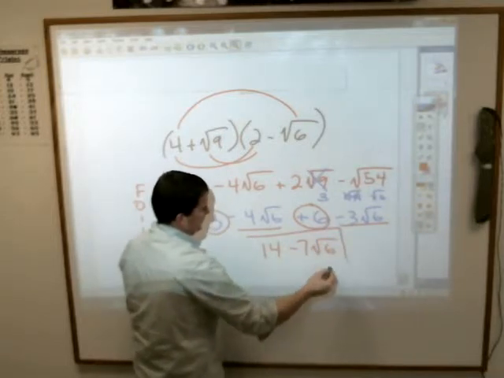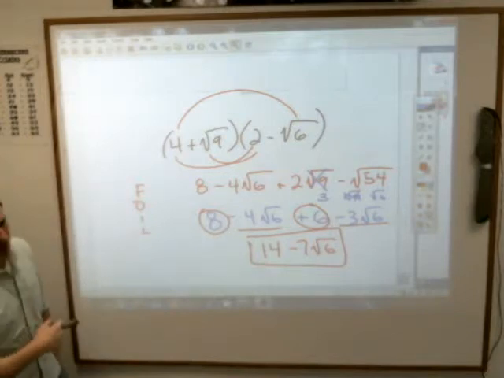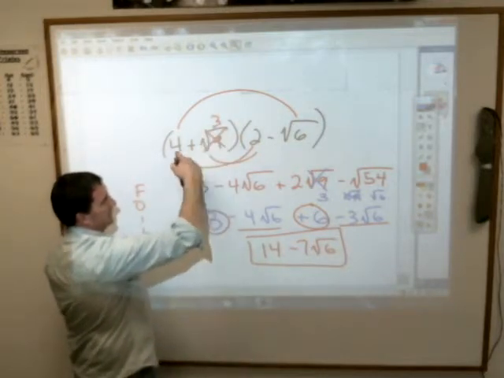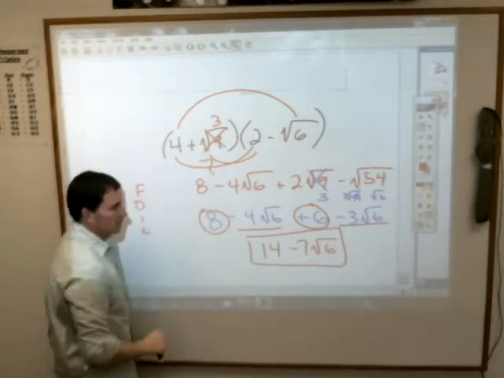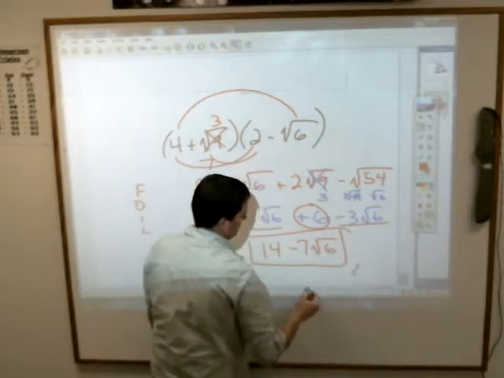Now, my thought on this whole thing was, wouldn't life have been a lot simpler had you changed the square root of 9 to 3 right off the bat and added 4 plus 3 to get 7, and then you get 14 minus 7 times the square root of 6. I don't know why the book didn't do it that way, but that's what I would have done if I would have seen this problem.